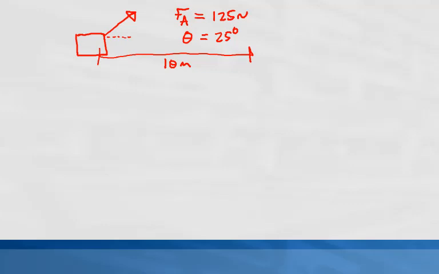All right, so let's go ahead and try this one here. We have a mass that's being pulled up at an angle, 125 newtons at 25 degrees, and we want to find the work that's done. So go ahead and pause the clip and give this a try, and when you're ready to check, you can hit play to continue.